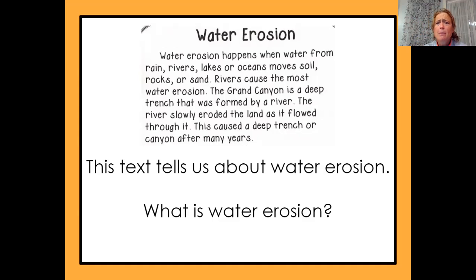So this text tells us about water erosion. What is water erosion? Well, in the first sentence, it tells us water erosion happens when water from rain, rivers, lakes, or oceans moves soil, rocks, or sand.